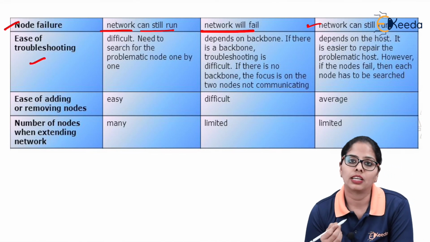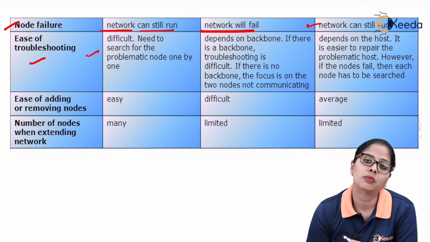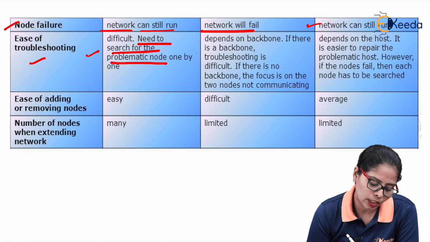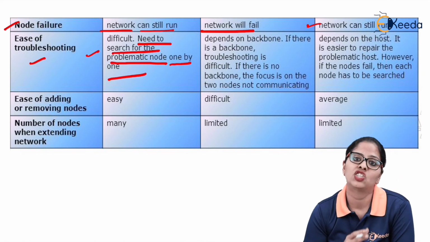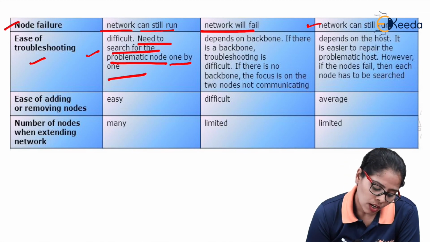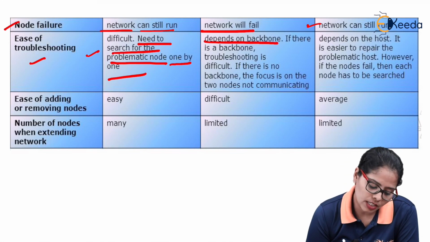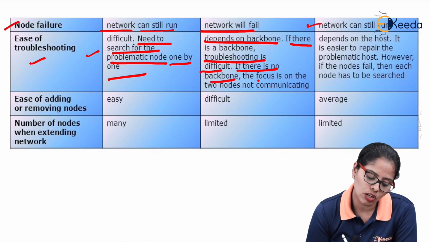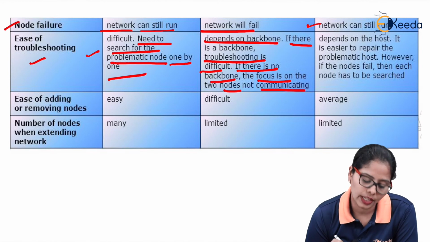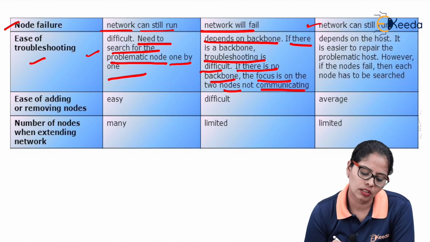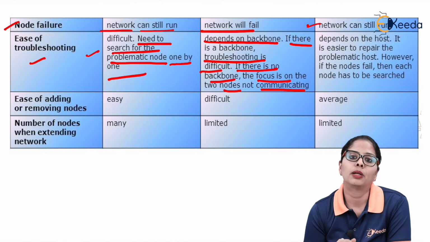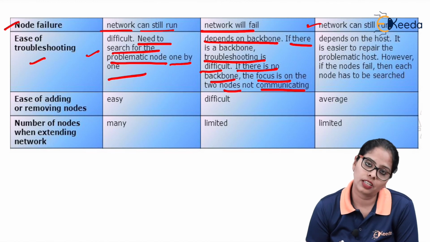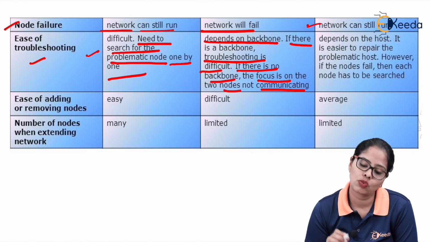Easy for troubleshooting, let us discuss it. In the bus topology, it is very difficult to troubleshoot. You need to search for the problematic node one by one. You have to check each and every link in the bus topology. It depends upon the backbone, and if there is a backbone, troubleshooting is difficult. If there is no backbone, we focus on the two nodes not communicating.